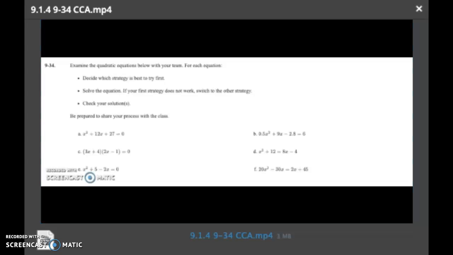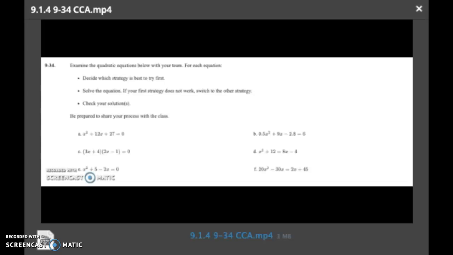So far we've talked about the factoring and using the zero product property. We've learned to complete the square, and we've learned to use the quadratic formula. So we want to look at these 6 equations, decide which strategy would be the easiest one to use, and then solve the equation. Okay, if the first strategy you chose doesn't work, you want to try a different strategy. All right, and then check your solutions.